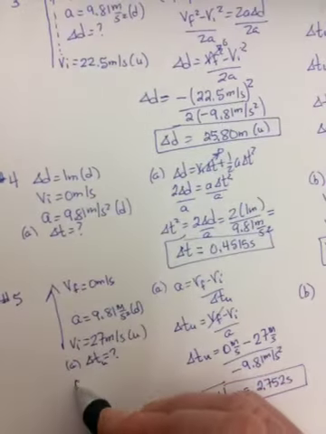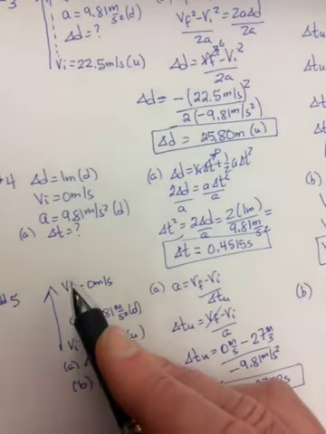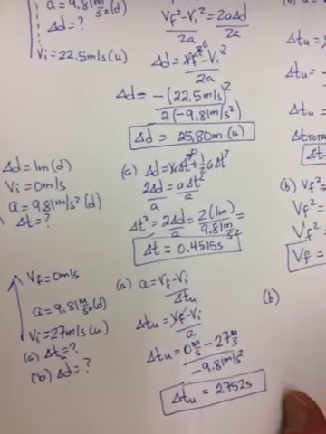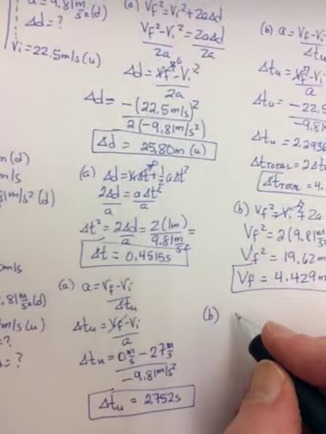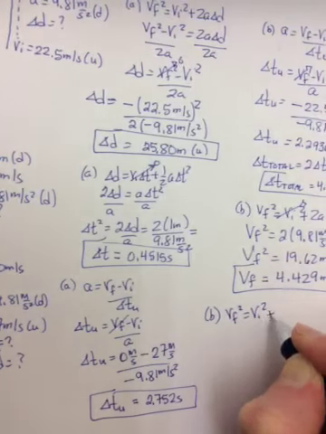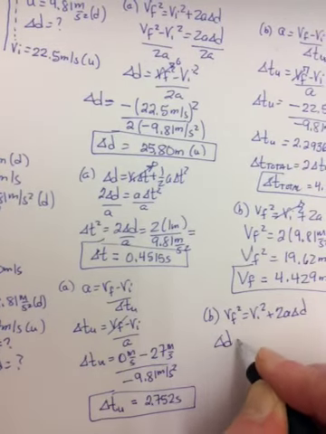Part B wants to know how high does it rise. So now you're looking for delta D, and you have VF, VI, A, and delta t. I'd probably use the first thing and avoid my delta t just in case I screwed up, so I'd probably go VF squared equals VI squared plus 2A delta D and rearrange for delta D.